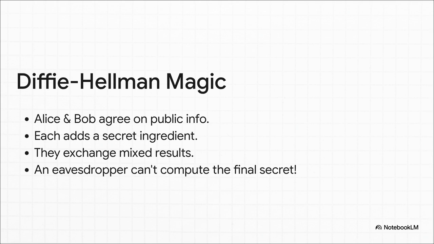When Alice adds her secret red to Bob's green, and Bob adds his secret blue to Alice's orange, boom, they both arrive at the exact same final secret color. The secret was created, but it was never actually sent.